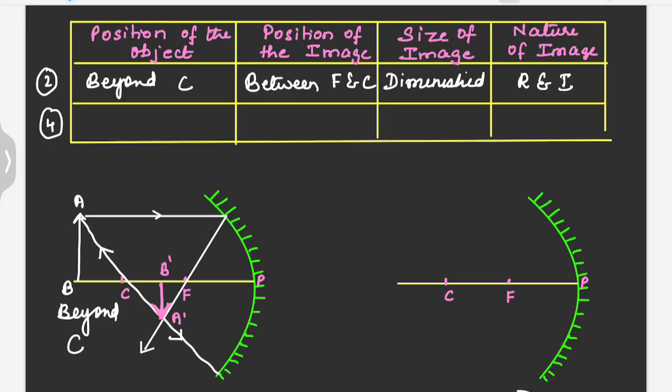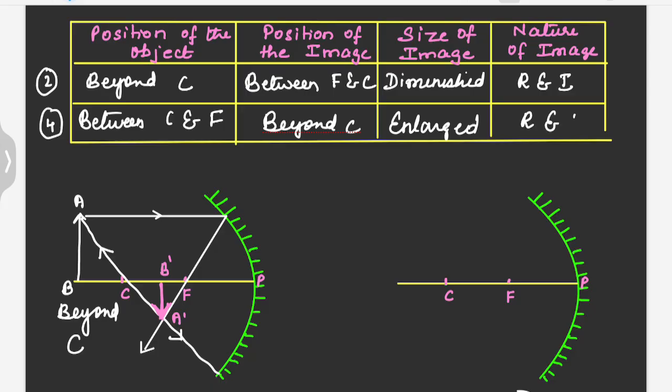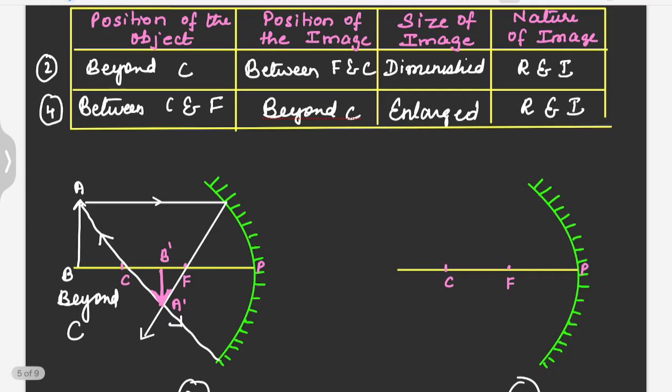So now before drawing the ray diagram, can we fill the table for the fourth? Yes, let us start filling. What you have written here, you have to write it there. What you have written this, you have to write it here. So here I will be writing between C and F, or F and C, it is one and the same. And here you will be writing beyond C. And here, if it is diminished, here you have to write enlarged, the opposite. And in the fourth column it is the same, R and I. Nature of the image is real and inverted.